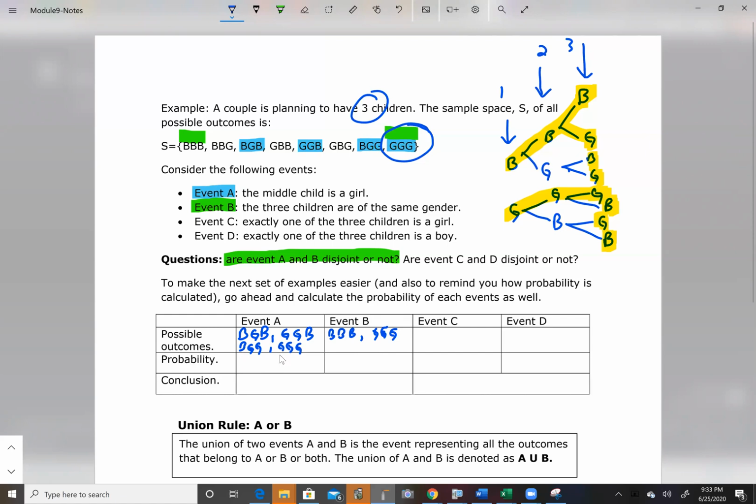What's the probability of event A? Well, there's 4 possible outcomes. The total sample space was 8, so the probability was 50%, or 1 out of 2, right? Event B, the probability was 2 out of 8, or 1/4, which is 25%. So the final thing it just wants to know is that they are not disjoint.